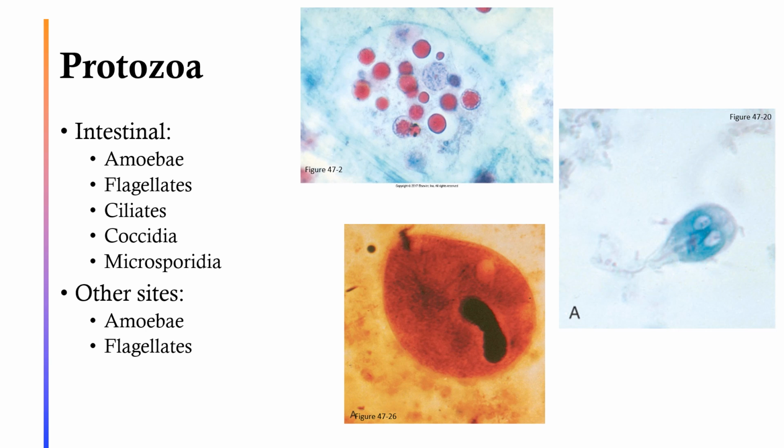So as far as the intestinal protozoa go, we can see amoebae like Entamoeba histolytica. We can see flagellates like Giardia, ciliates like Neobalantidium, coccidia such as Cryptosporidium, and other organisms like microsporidia. Other various body sites can contain protozoa as well, such as the CSF. This can contain an amoeba known as Naegleria fowleri. Other areas of the body, as we mentioned with urogenital tract specimens, can contain a flagellate known as Trichomonas vaginalis.